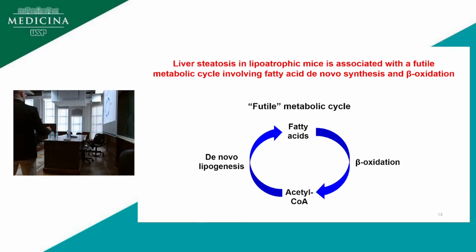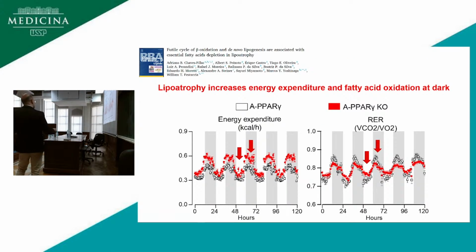So what we did next was to investigate whether the activation of this futile cycle was associated with a change in energy expenditure in these mice. Here, we put these mice in metabolic cages and measured oxygen consumption over 1 week. As you can see here in red, the lipoatrophic mice show a very strong increase in energy consumption and energy expenditure over time, even in the light or the dark cycle, or the circadian day.